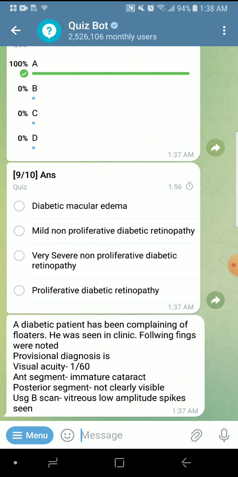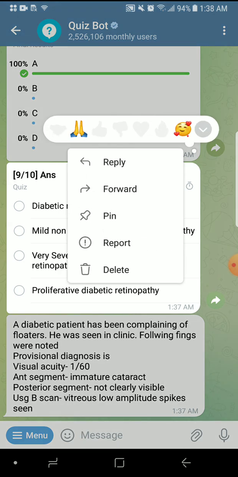Now, a diabetic patient complaining of floaters. Floaters mean the vitreous is involved. Seen in the clinic, the following findings were there. Visual acuity is less. Anterior segment was having cataract. Posterior segment was not clearly visible because something was there in the vitreous. That's why ultrasound B scan was done and low amplitude spikes were seen. So many hints are there that something is in the vitreous. Something in the vitreous means vitreous hemorrhage. And vitreous hemorrhage comes in the proliferative stage of diabetic retinopathy.